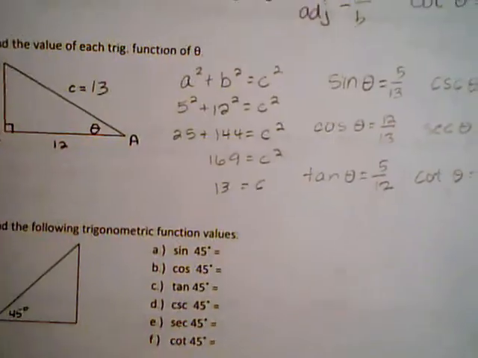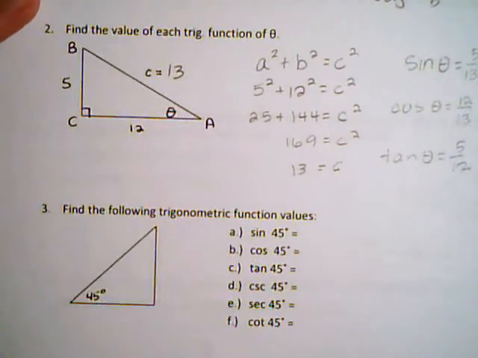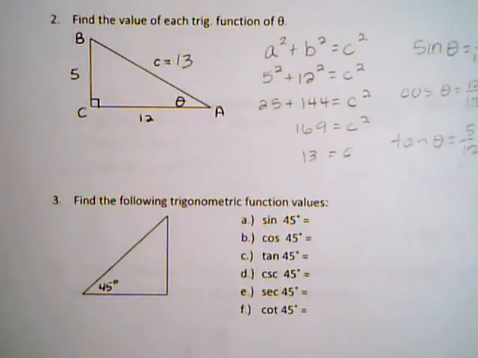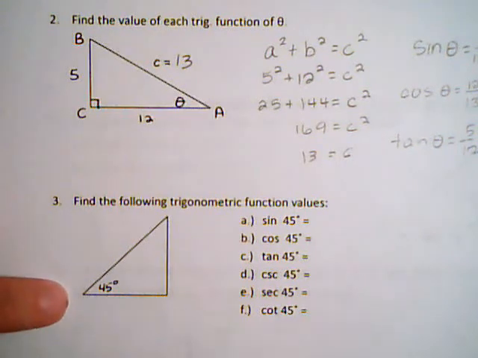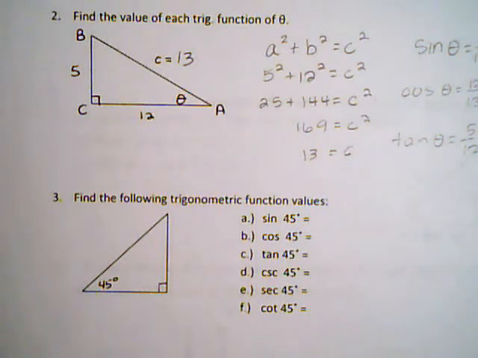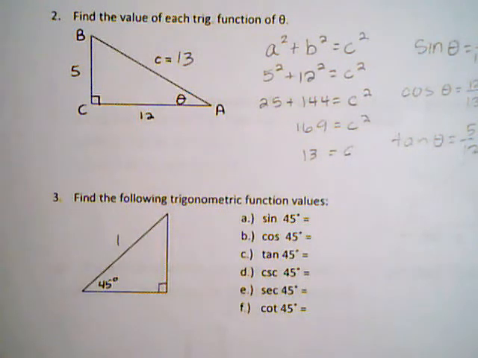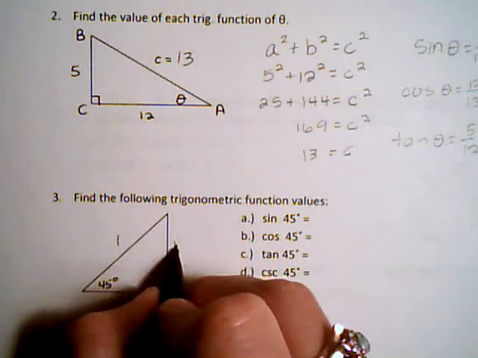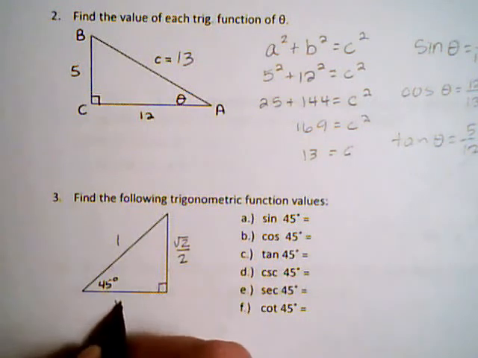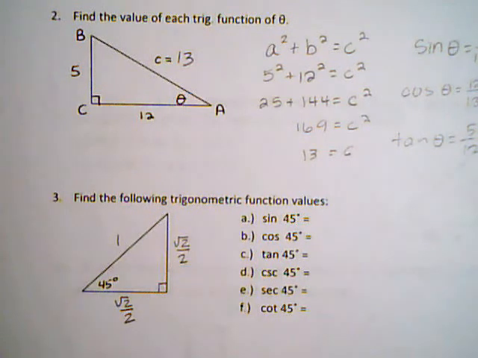If we look at number 3, this is one of our special right triangles that we talked about in the previous section. It's the 45, 45, 90. So I need a right angle right there to show. Remember we talked about the lengths of the sides. Let's say if the hypotenuse is 1, then the sides are the square root of 2 over 2.